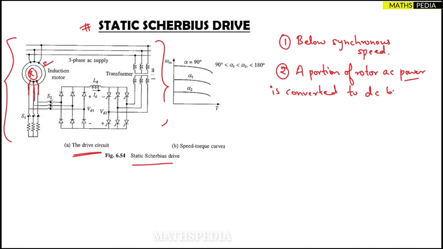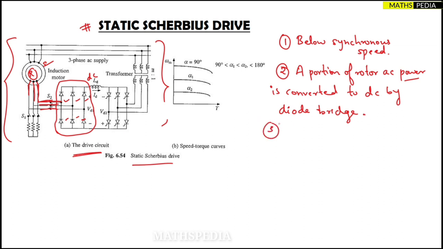This is then converted to DC by the diode bridge. Where is that diode bridge here? You can observe this part. From this I am taking the portion of rotor AC power to the diode bridge. The diode bridge will convert the AC power into DC. So it is converted to DC by using the diode bridge, all the diodes you can see over here. This is the second point.